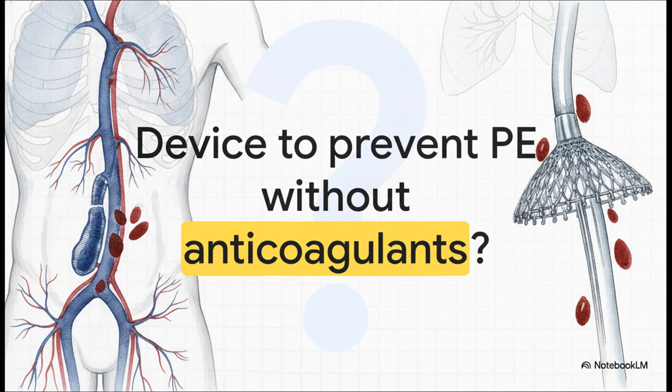An IVC filter. When you've got a known clot but the patient has high bleeding risks, you place an inferior vena cava filter percutaneously. It acts like a specialized mechanical mesh trap, catching any large emboli breaking off from the legs before they can travel up to the right heart and lungs.